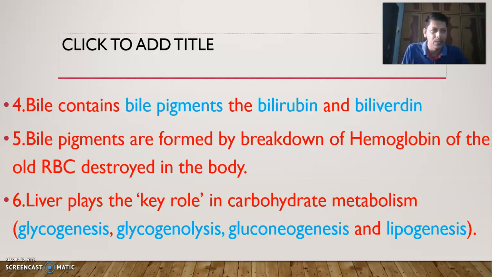Bile has no enzymes. Where is this bile concentrated? The bile is concentrated in the gallbladder. Bile has bile salts, which are taurocholate and glycocholate. Bile pigments are bilirubin and biliverdin. How are these bile pigments formed? Due to the breakdown of hemoglobin of old or worn out RBC in our liver.